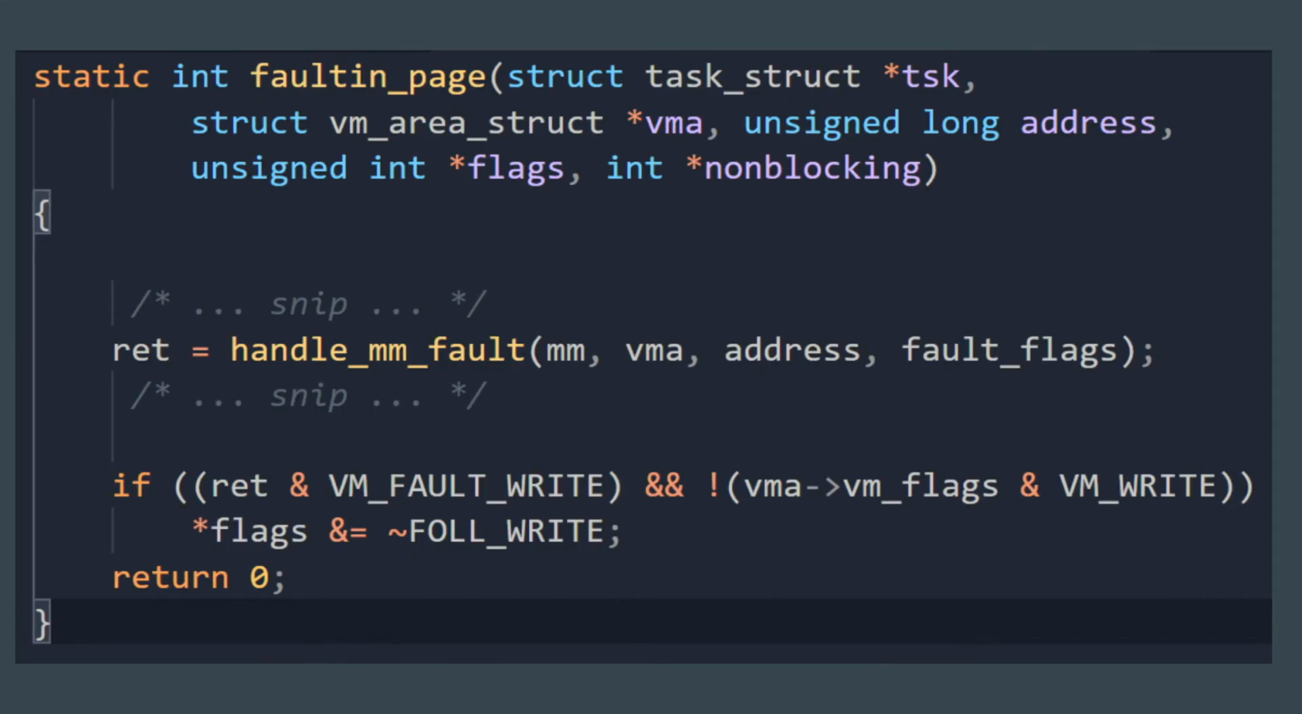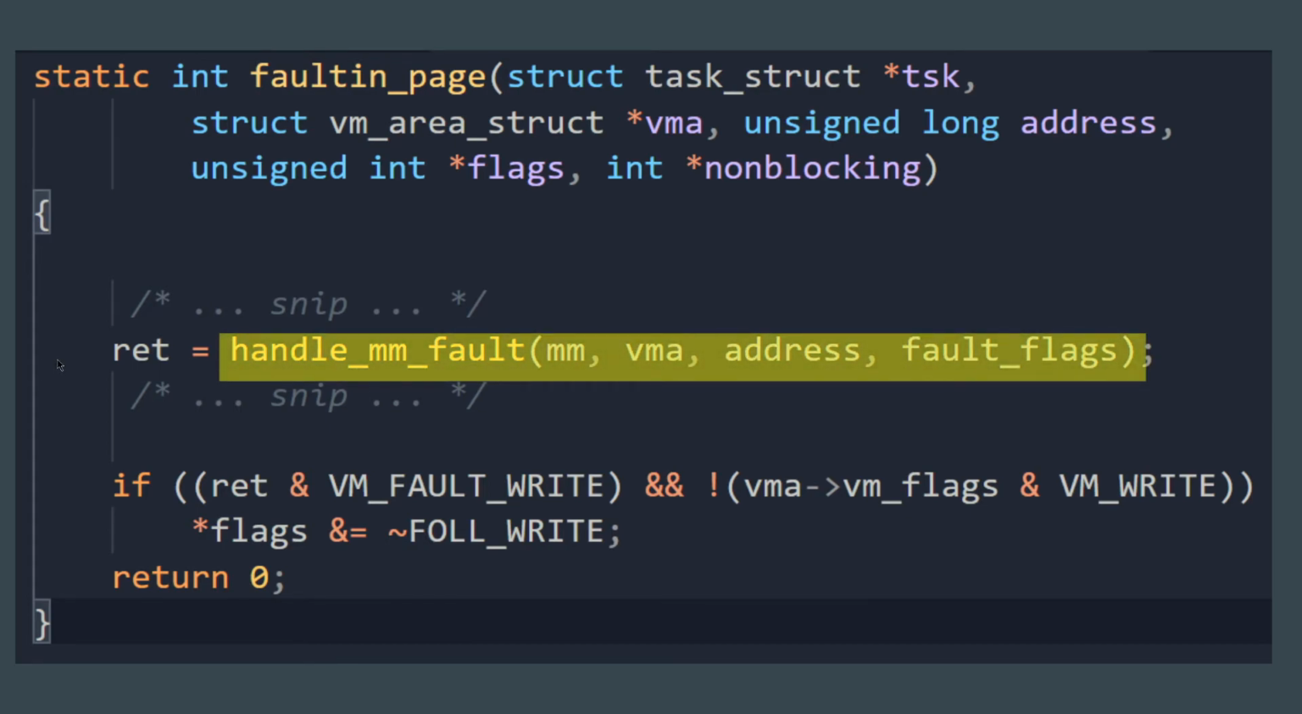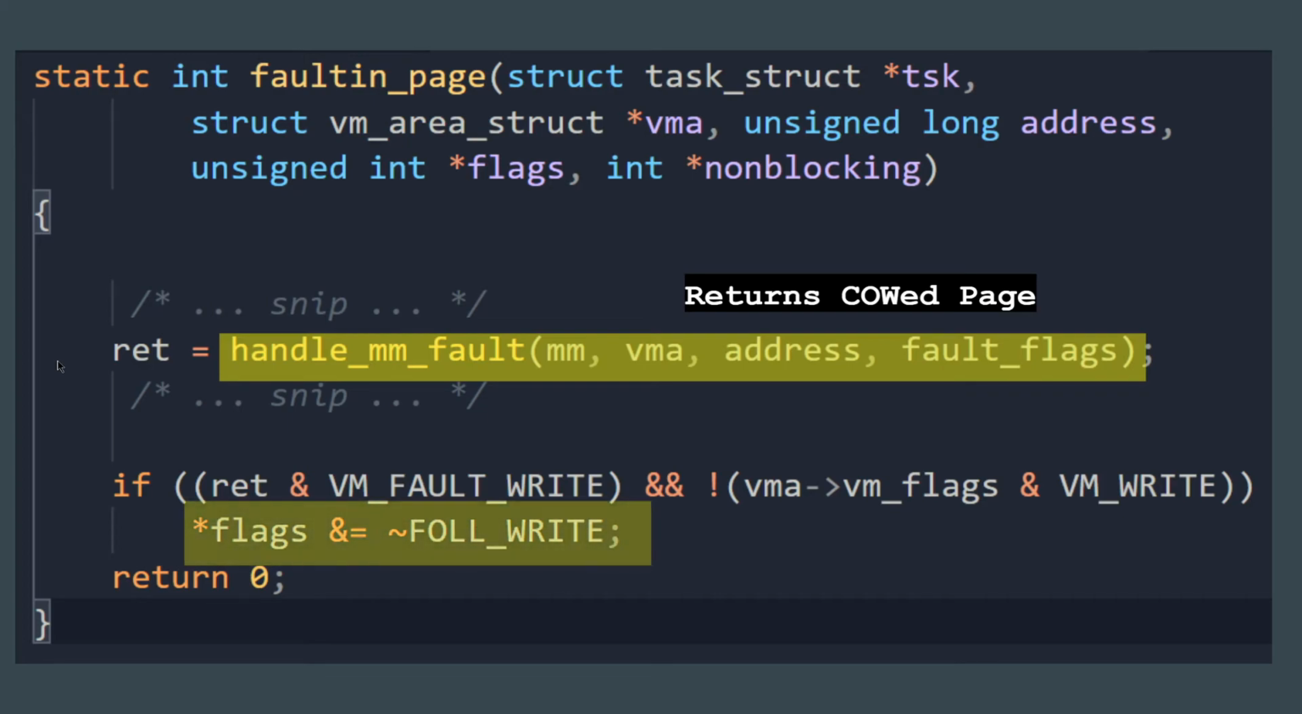Now we are in the fault in page function. Handle map memory fault will resolve the error by giving us a copy of the requested page, or a cowed page. However, notice at the end we modified the flags. Fault in pages actually removes the follow write flag from the follow flags. Why is that? Recall in our previous slide, if page permissions differ from the follow flags, follow page mask will return null, causing another call to fault in page. However, since we now have a cowed page, we remove the write flag to prevent an infinite loop.